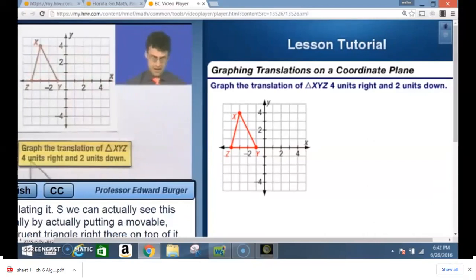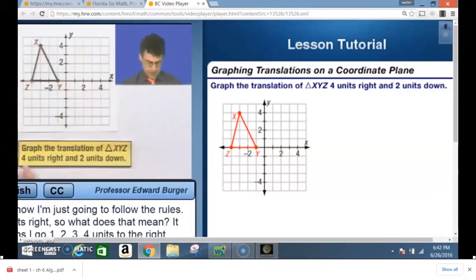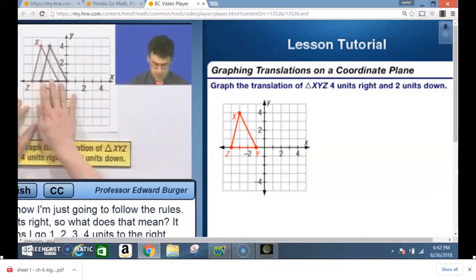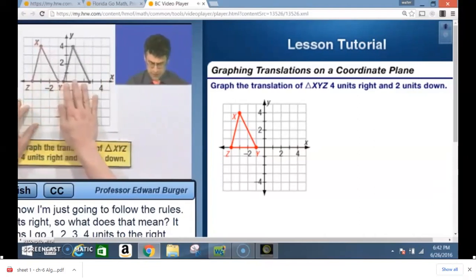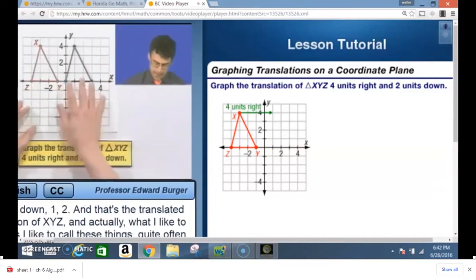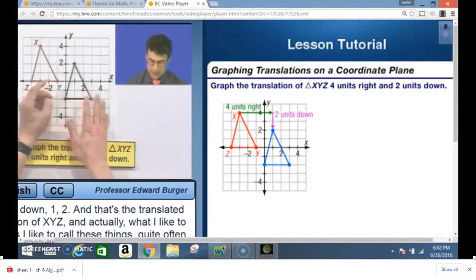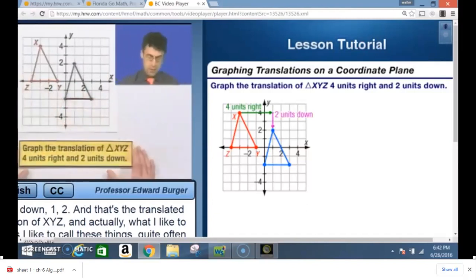We're translating it. So we can actually see this visually by putting a movable congruent triangle right there on top of it. There it is. And now I'm just going to follow the rules. 4 units right. So what does that mean? So I go 1, 2, 3, 4 units to the right. And then I go 2 units down. 1, 2. And that's the translated version of X, Y, Z.